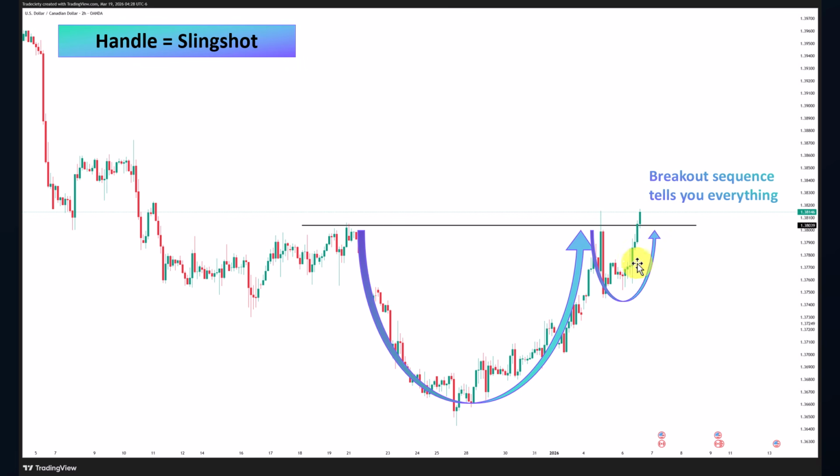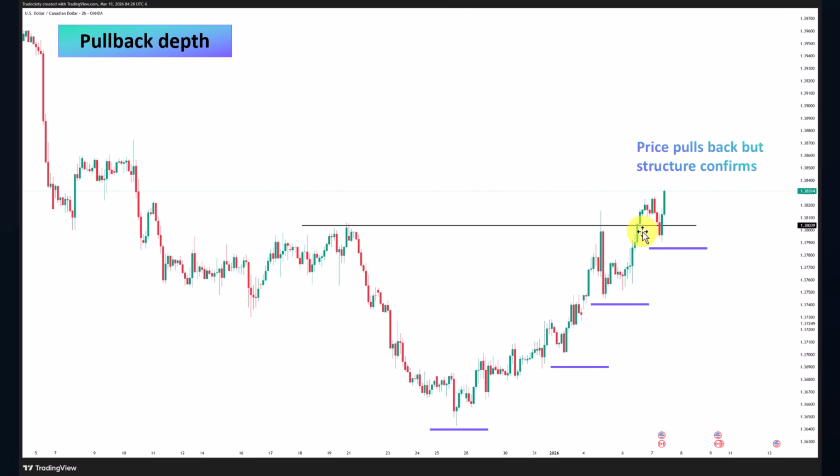We have a very good breakout sequence, and then you have another pullback. So the market didn't take off right away, but it pulled back once again. Is this a failed breakout? Absolutely not. The market is already putting in higher lows, it's putting in higher highs, and this small pullback hasn't changed that.